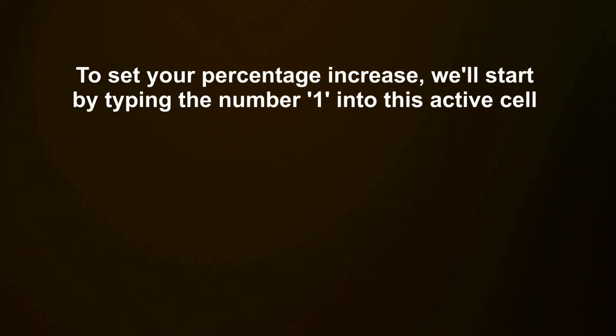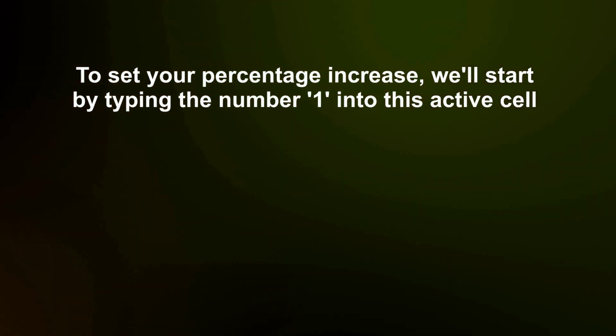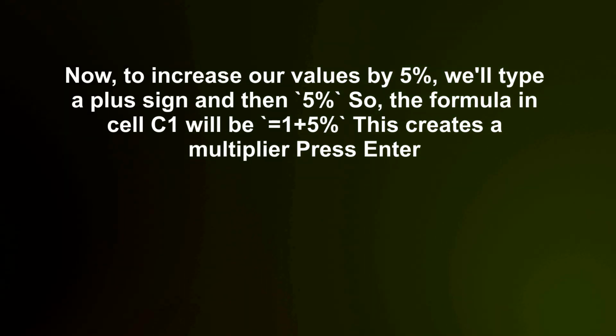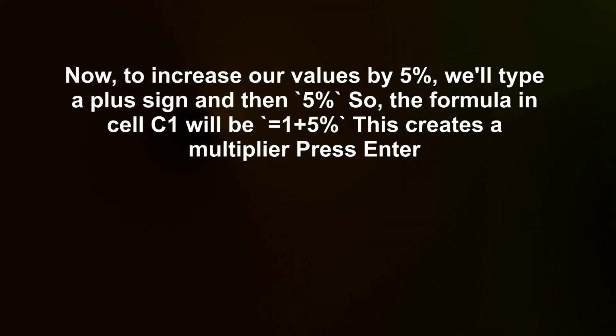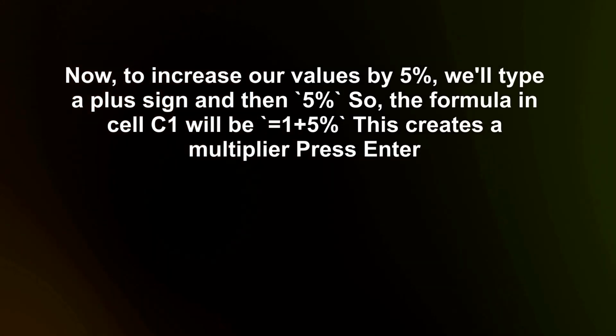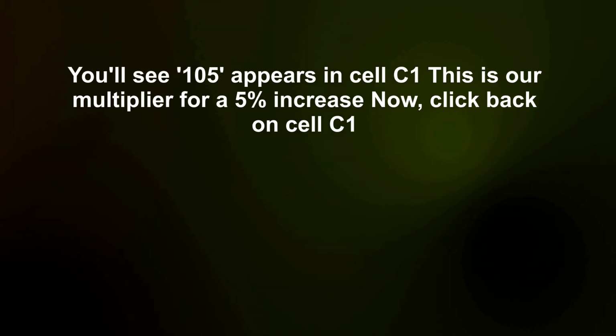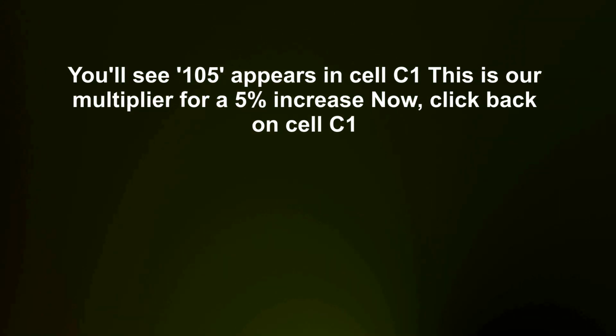To set your percentage increase, we'll start by typing the number 1 into this active cell. Now, to increase our values by 5%, we'll type a plus sign and then 5%, so the formula in cell C1 will be equals 1 plus 5%. This creates a multiplier. Press enter. You'll see 1.05 appears in cell C1. This is our multiplier for a 5% increase.